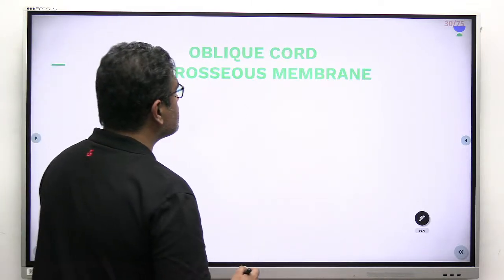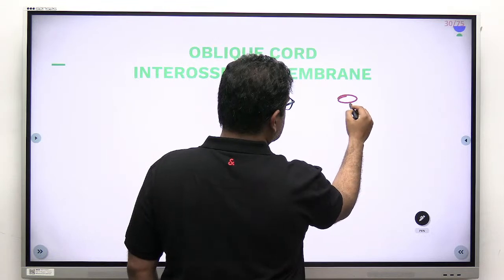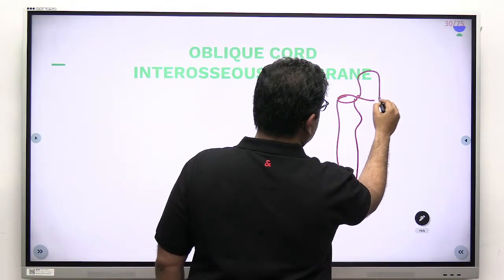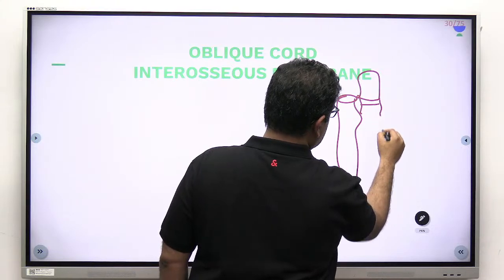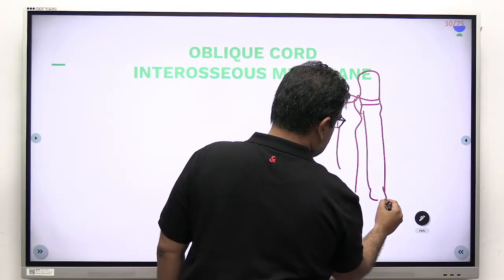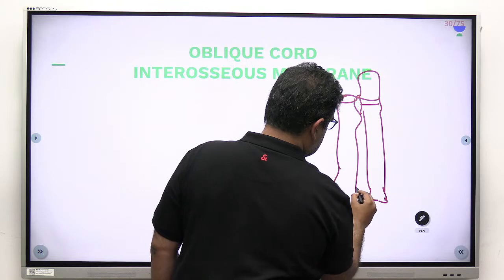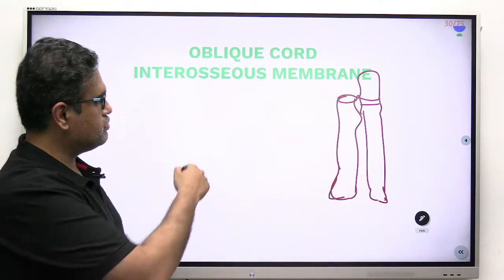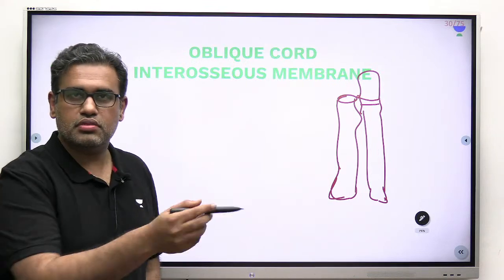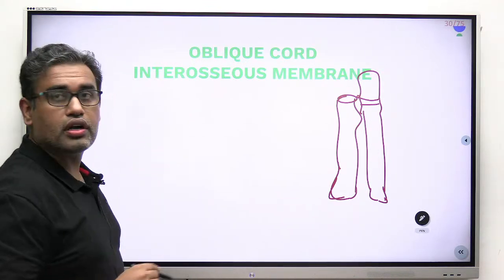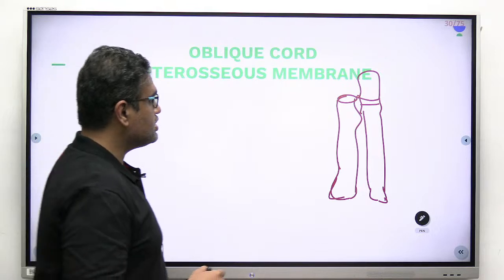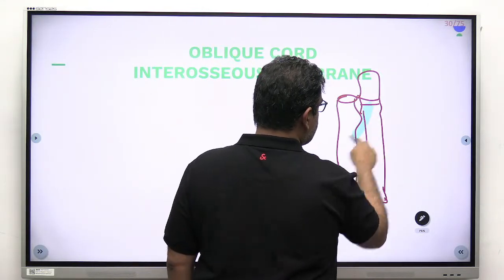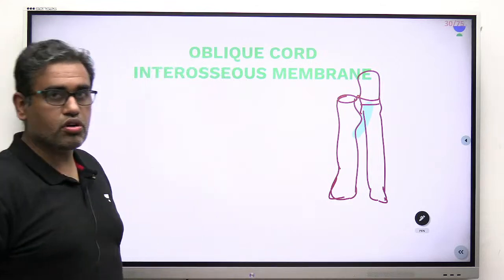Now imagine over here that we have this as the radius upper part and the radial tuberosity, and we have this huge ulna, the olecranon and the coronoid process, and that is the ulna below, and that is the radius below. Radius and ulna standing just beside each other. The oblique cord is present from the coronoid process just distal to the radial tuberosity. This is the place of the oblique cord.